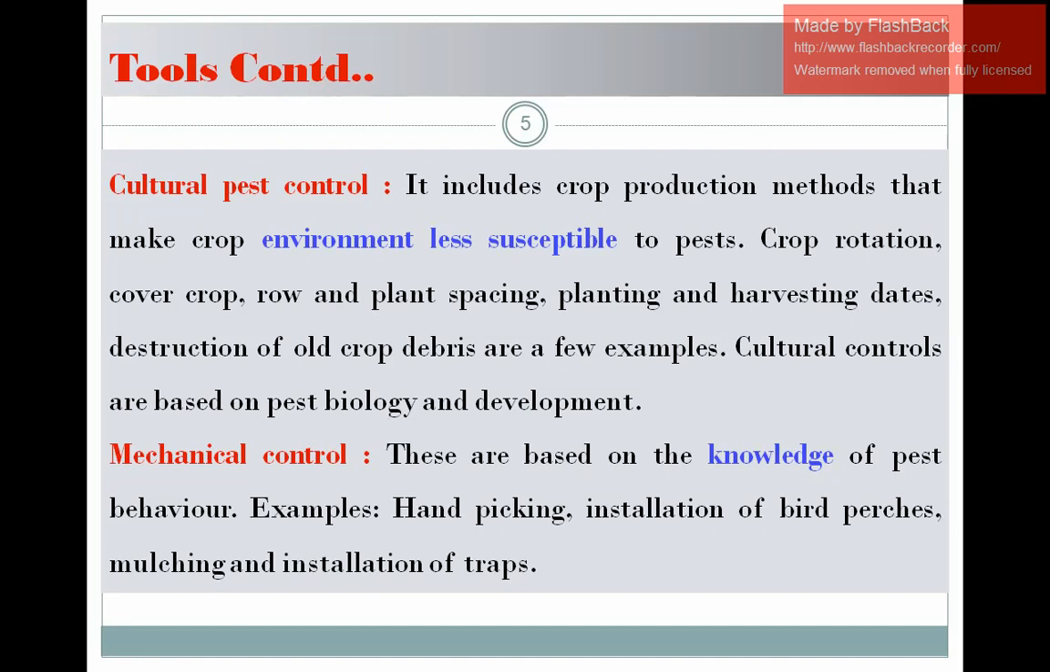In case of mechanical control, this methodology is based on the knowledge of pest behavior. Some examples of mechanical control tools are hand picking, installation of bird perches, mulching and installation of traps.